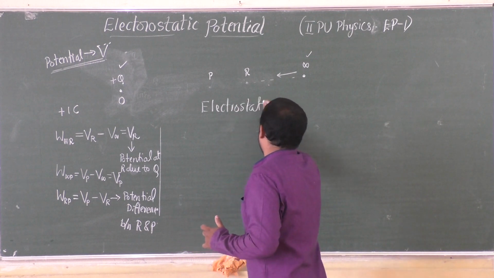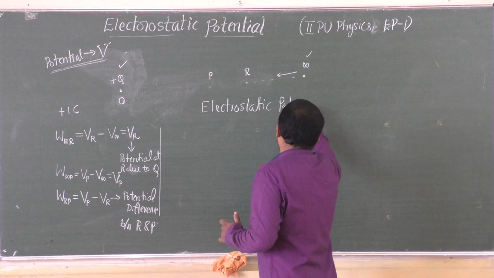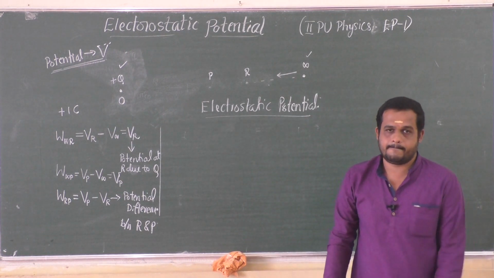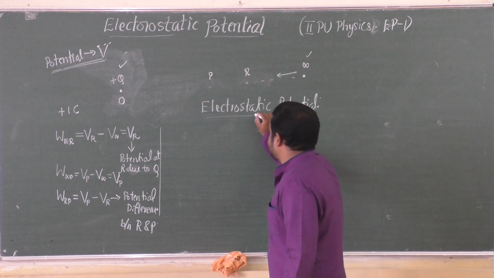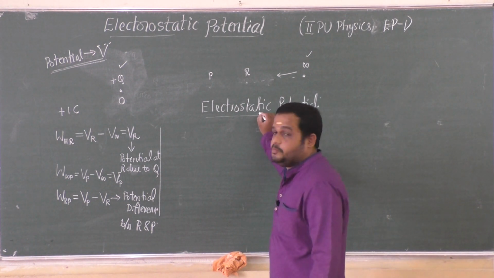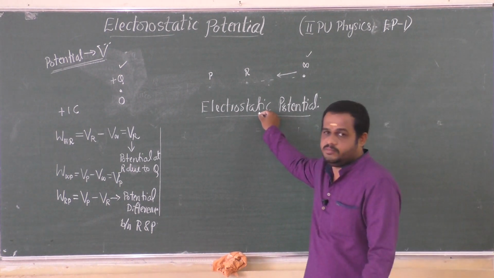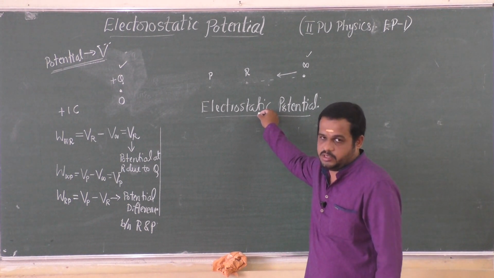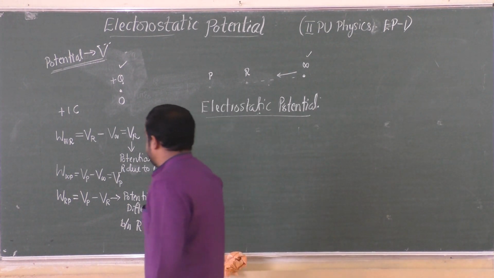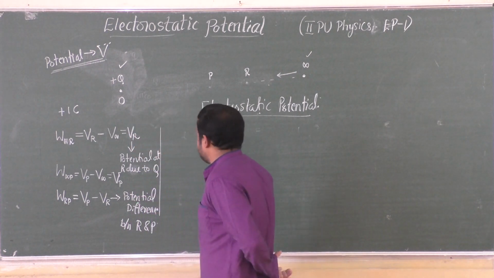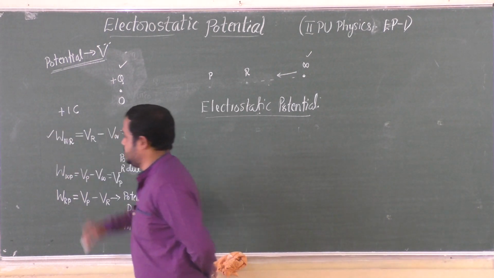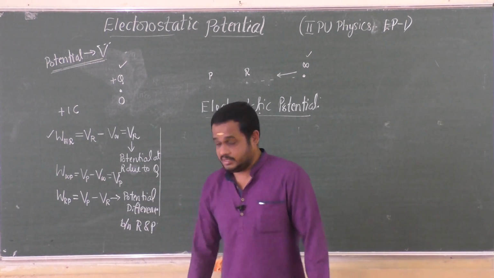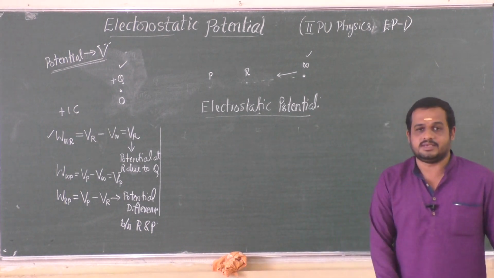Electrostatic potential, or simply electric potential. Let us try to define this term, important from the point of view of board exam. For 1 mark, define electric potential at a point. The definition of this electrostatic potential is here in the mathematical form. Let us define it in a sentence.